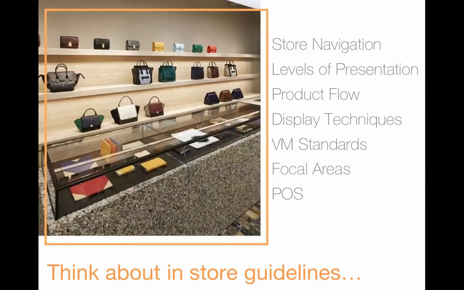So just to review some of the things that we've spoken about, so you've got store navigation, different levels of presentation, how the product and the flow of the store is, different display techniques, different visual merchandising standards, focal areas and point of sale. So if you can touch on some of these areas within your essay, within the visual merchandising section, that would be really great. And hopefully there's something in here that you think, oh, actually that's something that I could add into my essay. And just have a go at writing some more content for it, and then we can review it in some of the remaining tutorial times that we've got left.